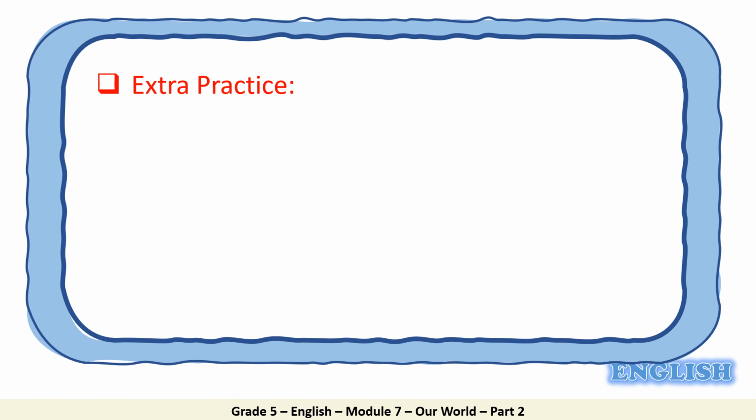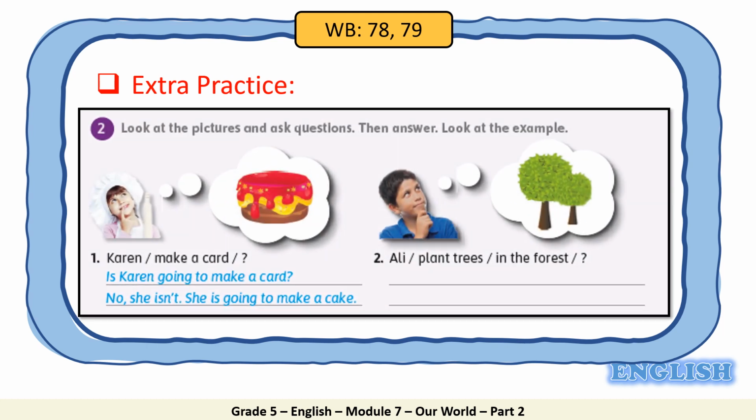For more practice and to make sure you can use going to correctly, please open your workbook on pages 78 and 79. This is an extra practice. In this exercise, you are going to ask and answer, but in writing. You are going to look at the pictures and use the given prompts to form a question and then answer it. Take a look at the first example.